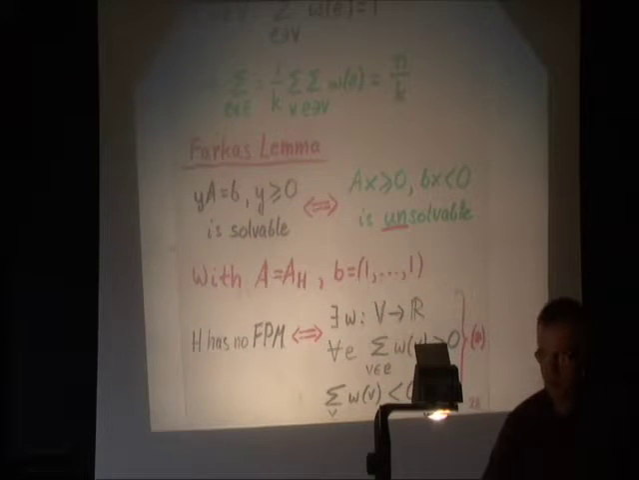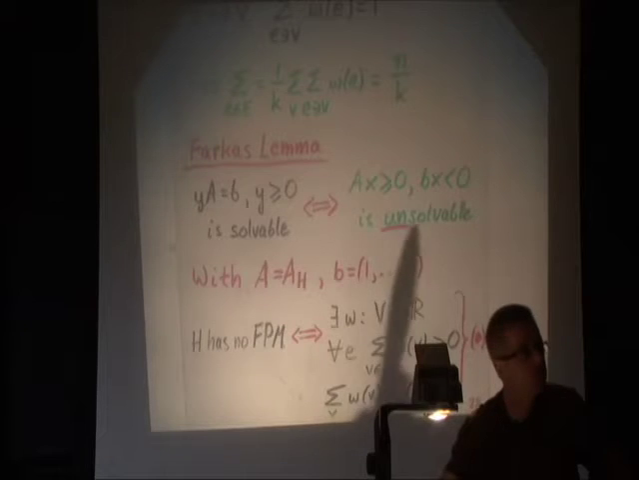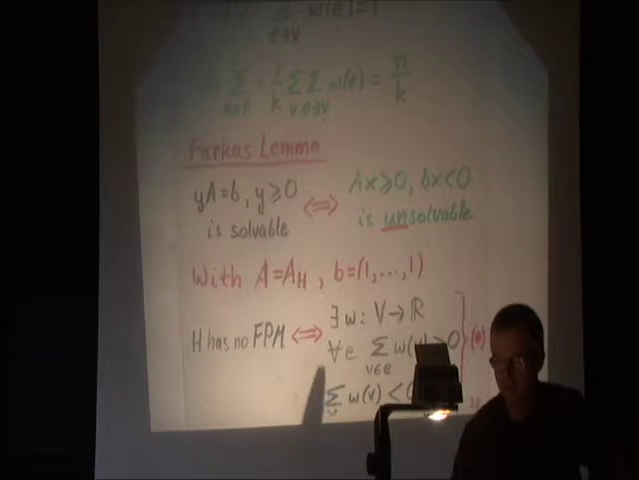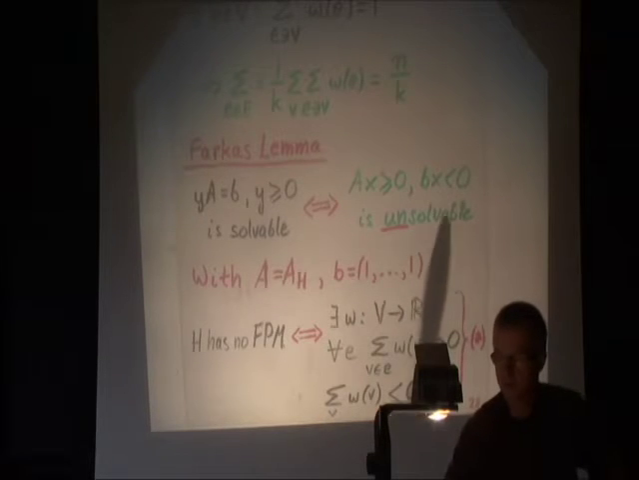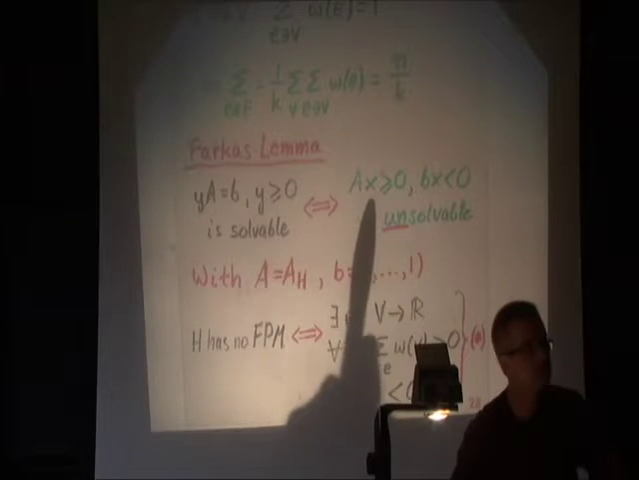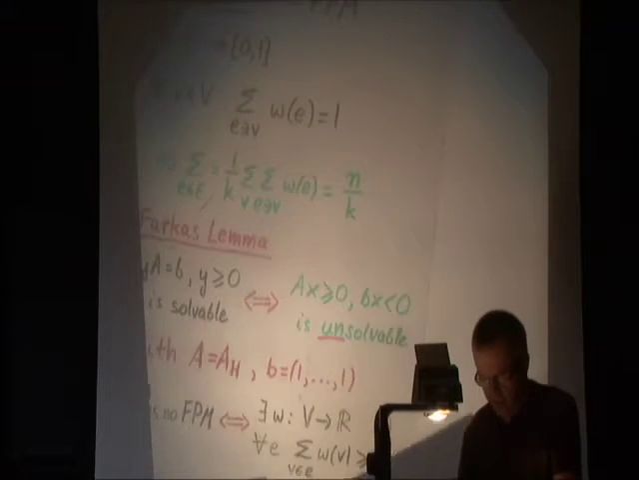So now I want to emphasize that if you have no perfect matching, then you have a solution to this system, which means that you can find a weight function over the vertices of the hypergraph, so that for every edge it sums up to a non-negative number, but the total is negative. Total negative corresponds to this. For every edge, non-negative corresponds to this. So once again, not having a fractional perfect matching is equivalent to saying that there is a weight function on the vertices, so that every edge has a non-negative total, but the total is negative.